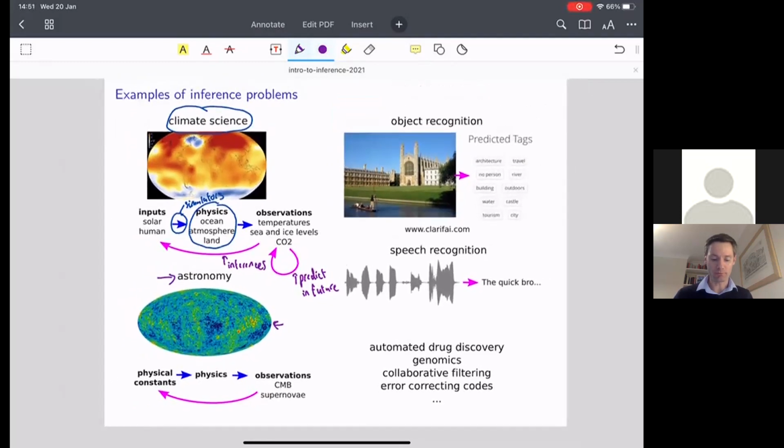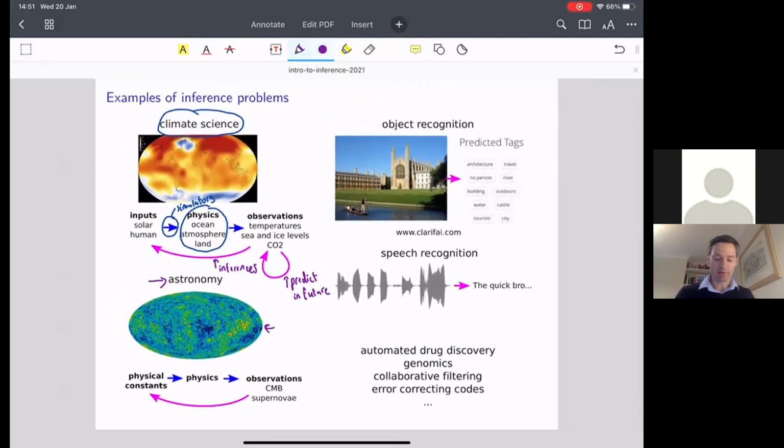So those two examples were from science. On the right-hand side, we have more engineering-y examples at the top. One absolutely pervasive example over the last few years is object recognition. So in object recognition, as I'm sure many of you will be familiar, you take unseen test images that you've not seen before. So here's a test image, and you pass it into your recognition system, and your recognition system's job is to carry out an inference, as shown by the purple arrow here.